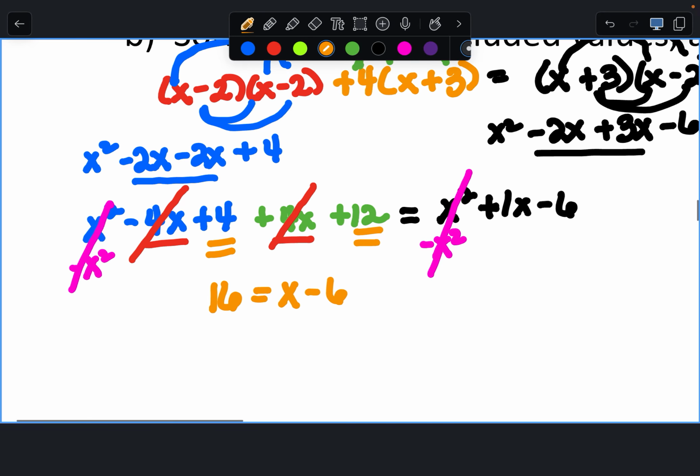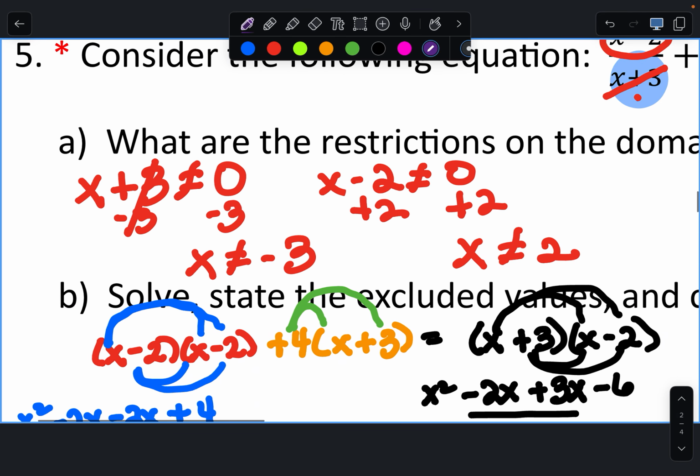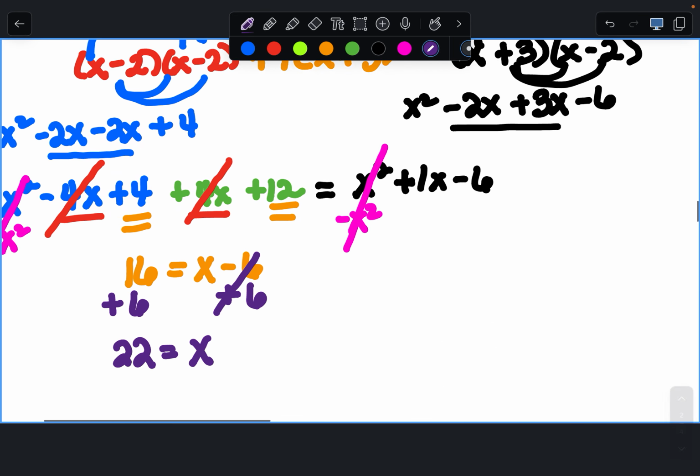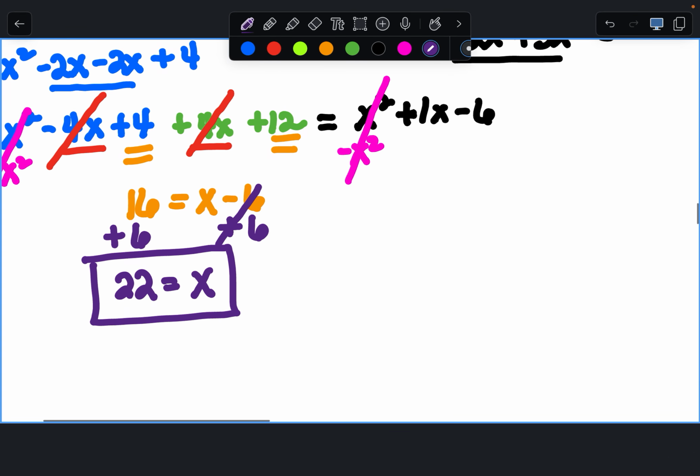Then all I have left to do is add the 6. 16 plus 6 is 22, equals x. So we just got to make sure that our answer can be a 22. So the restrictions say it can't be a negative 3 and it can't be a 2. So that is definitely an answer. All right, end of page 2.